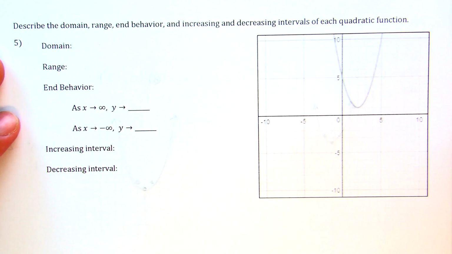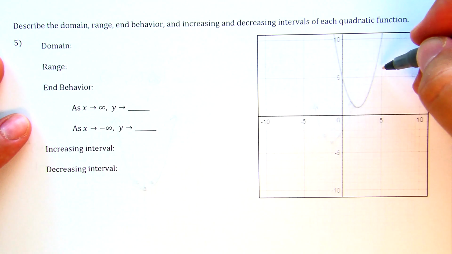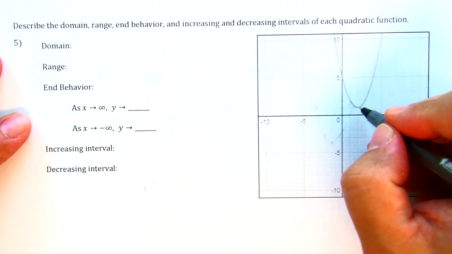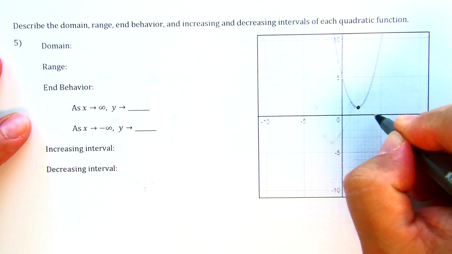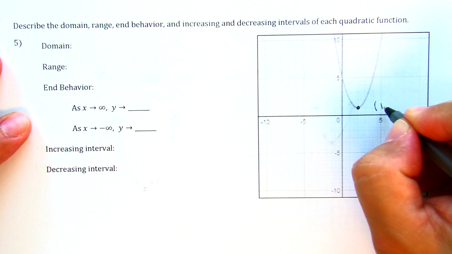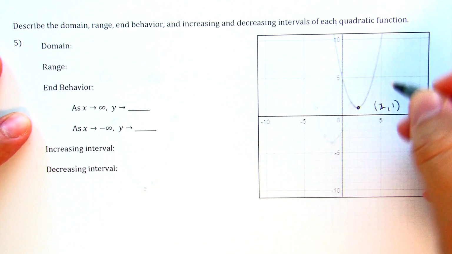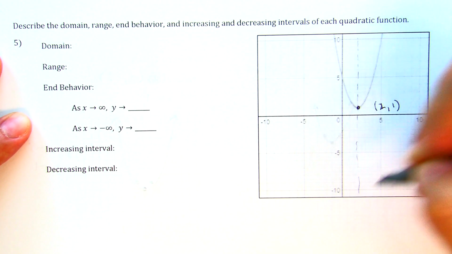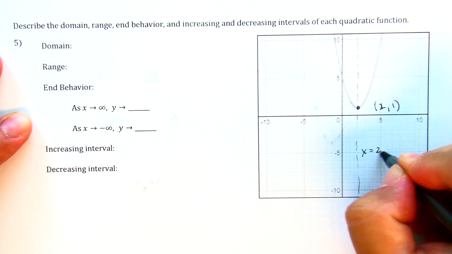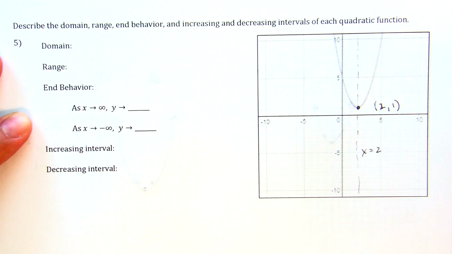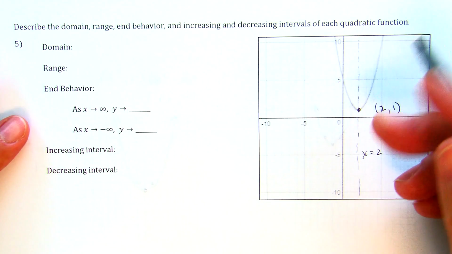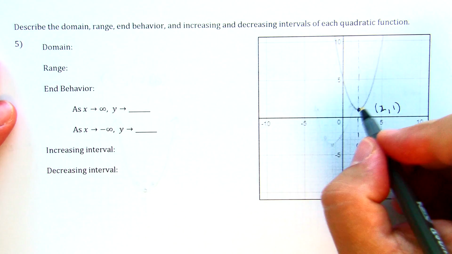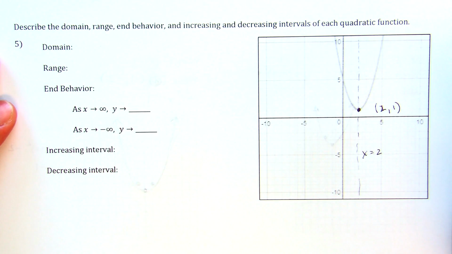So first of all, here's my graph. Let's look at it really carefully. We can see a couple things. One is that here's the vertex. It's at, what is that? 2, 1. It means that I've got an axis of symmetry. It runs right through here at x equals 2. And it's upward facing. Those are all things that are useful to know if you can just see it first.